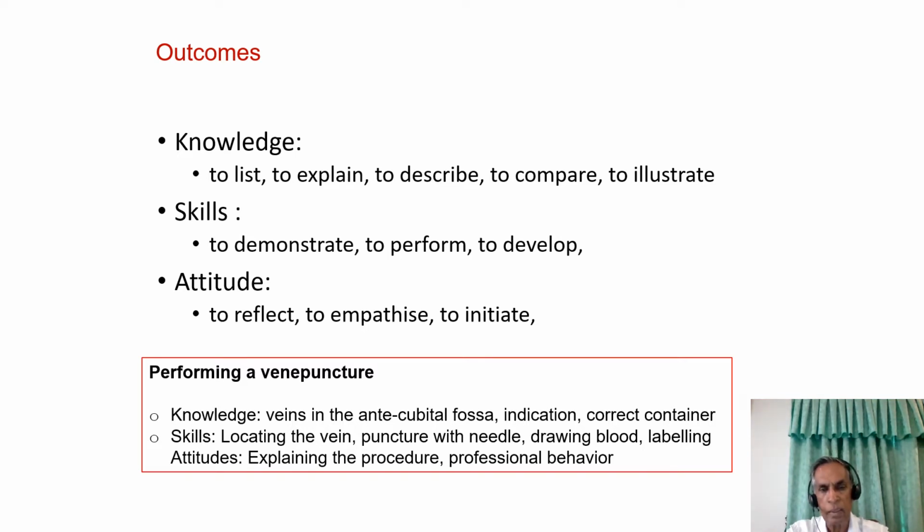Skills, the student is expected to know the correct veins in the antecubital fossa, how to puncture them with the appropriate sized needle, to draw blood, and then to be able to take this blood and put it into a container and label them. Attitudes relate to explaining the procedure, professional behavior, and taking consent for the procedure.